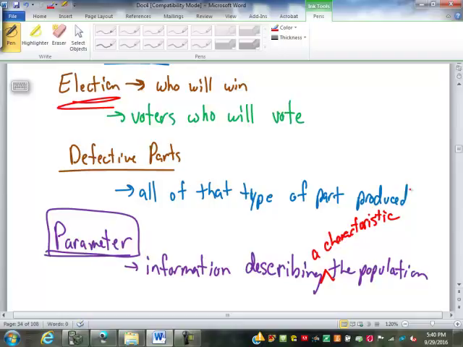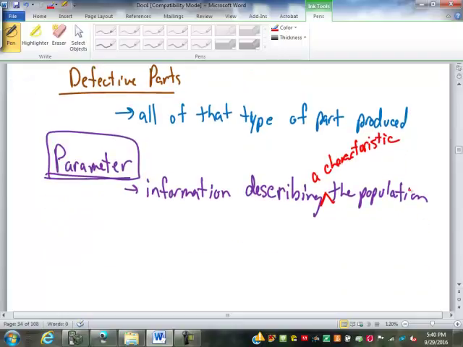So maybe the parameter is, can I spell characteristic? It should be E. Is that better? That's probably just because my writing's so sloppy. I'll try it again. Does that look better? Still looks off, but close enough.